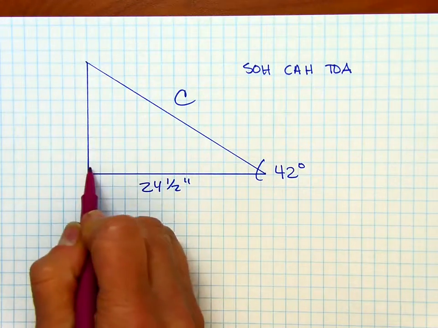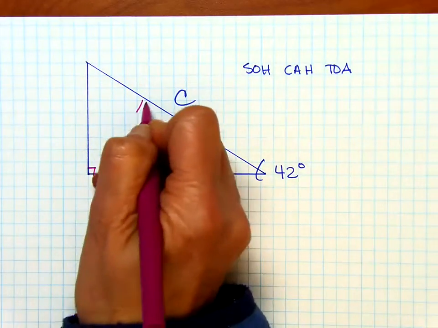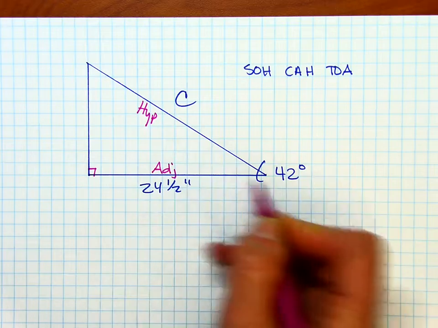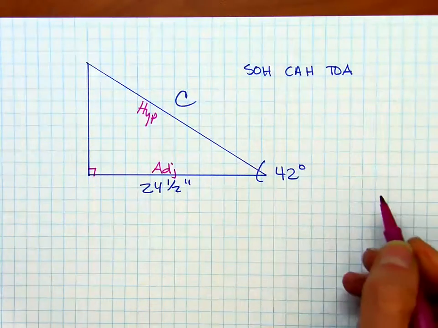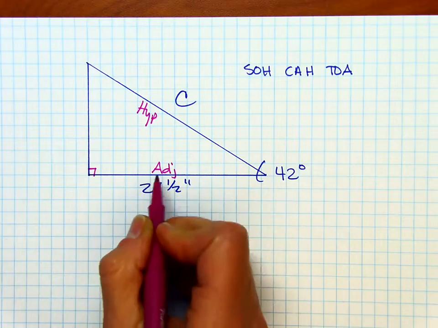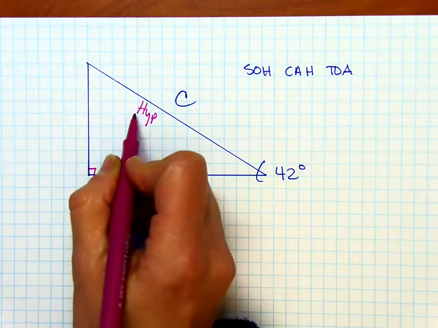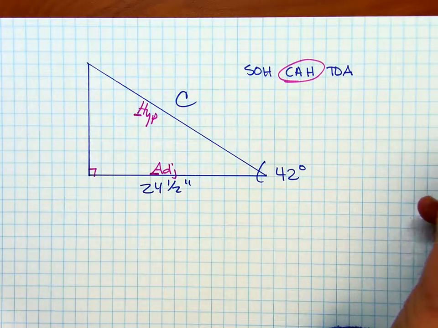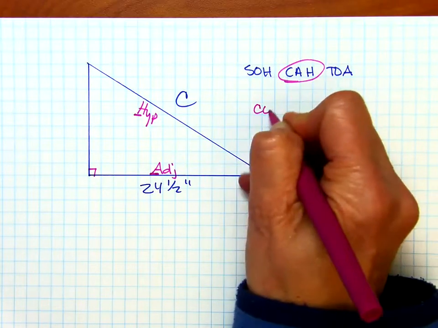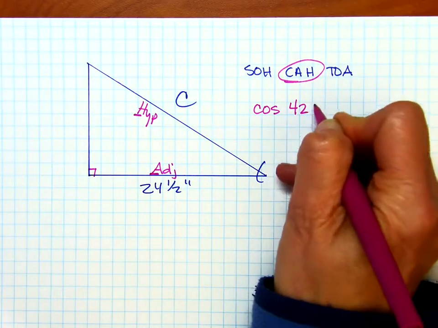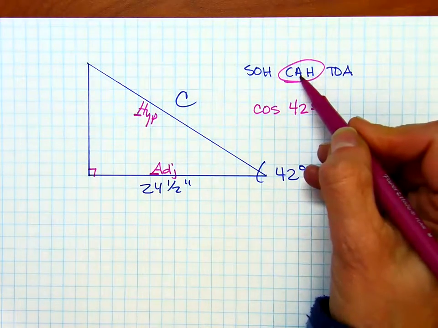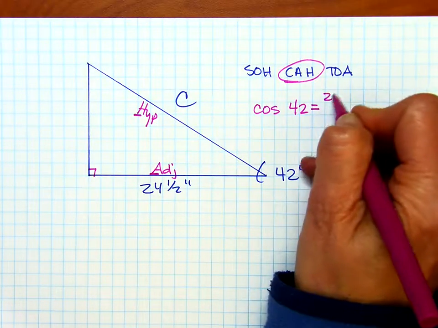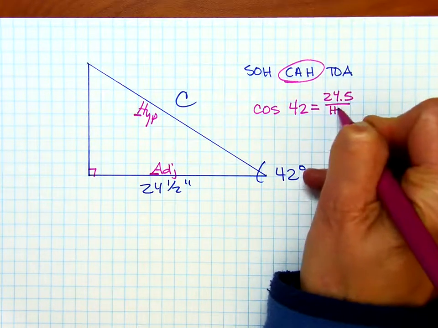This C side looks like the hypotenuse. It's opposite the 90. This is going to be our adjacent side. It's next to the angle, and it's not the hypotenuse. So we want to pick a function that has adjacent and hypotenuse. And if you're thinking cosine, you're correct. So again, we're going to write it as cosine or cos 42 equals, and the way the function is written, it's adjacent over hypotenuse. Adjacent is 24.5, so 24.5 over hypotenuse.